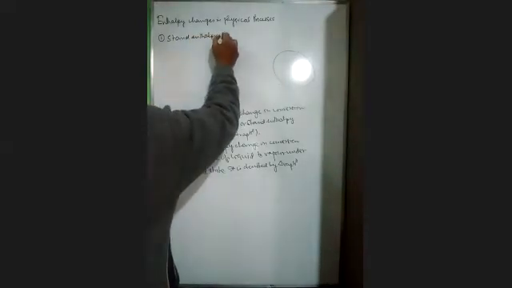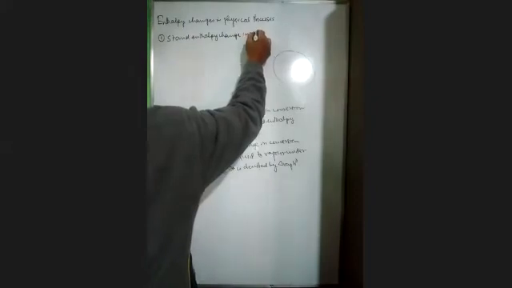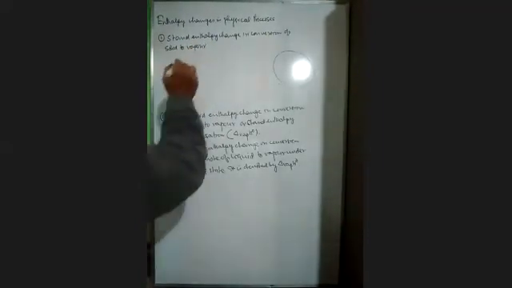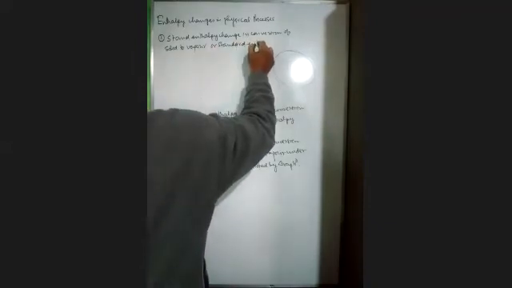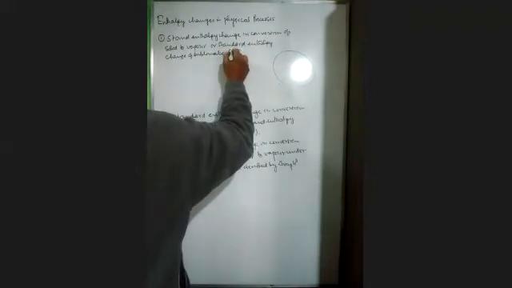Standard enthalpy change in conversion of solid to vapor. We know what is the name of this process. We call it sublimation, or standard enthalpy change of sublimation. What should I write now here? SUB. Okay.